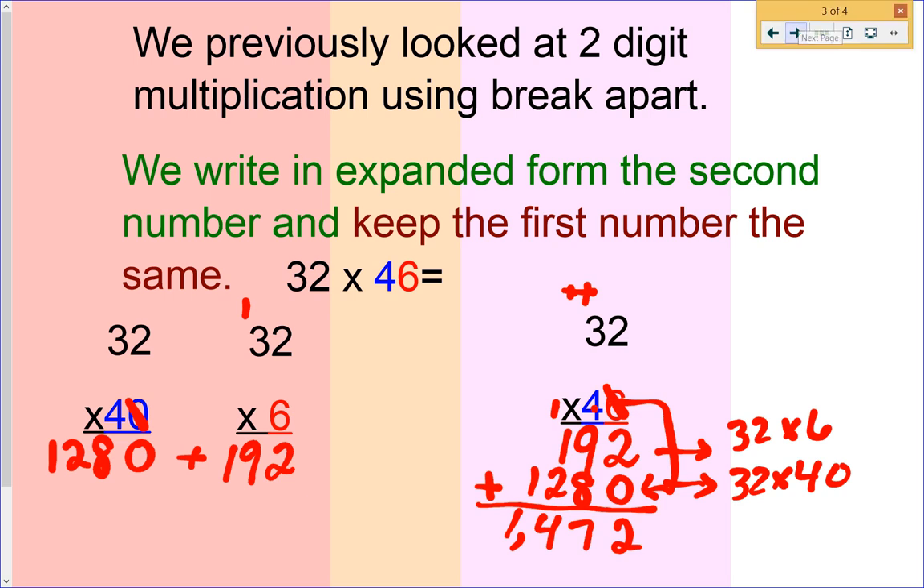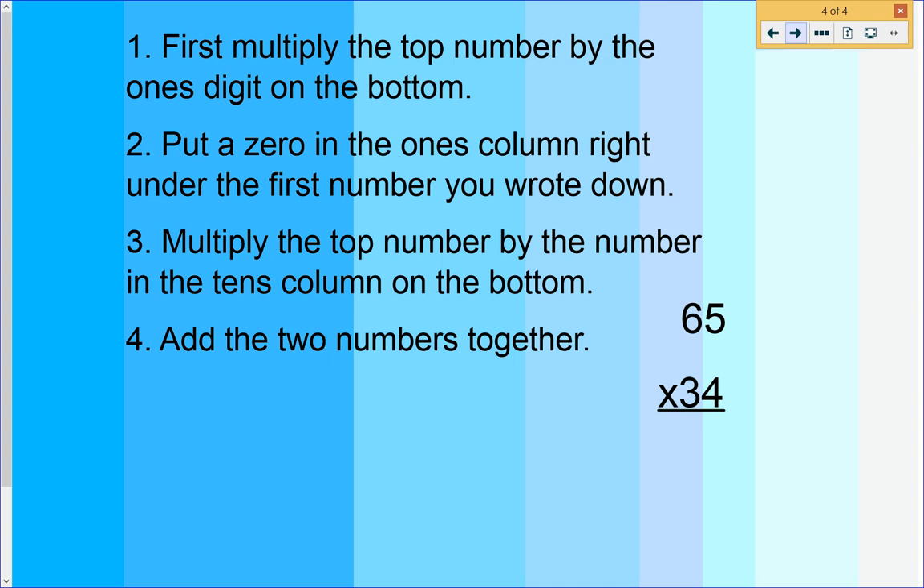Okay, so let's take a look at what that looks like. Here are our directions for it. First, multiply the top number by the ones digit on the bottom. The top number is 65. The ones digit is 4. So we have 65 times 4. So we go 4 times 5 is 20. And then 6 times 4 is 24. Plus 2 more is 26.